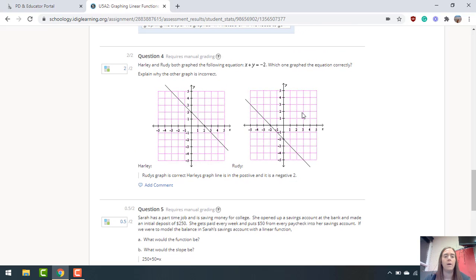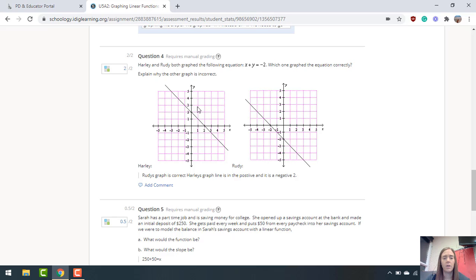Okay, so then on here you have two graphs and you have to figure out which one is correct and why the other one is wrong. So again, you'd have to get this x over to the other side by subtracting it, so you would end up with y equals -x minus 2. Okay, because I'm going to subtract this x right here.